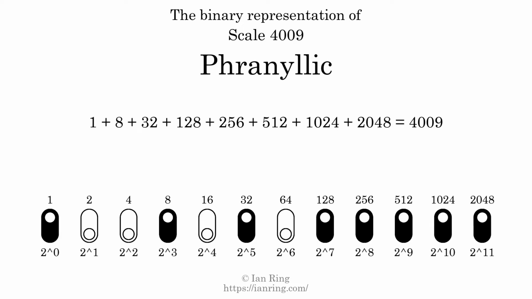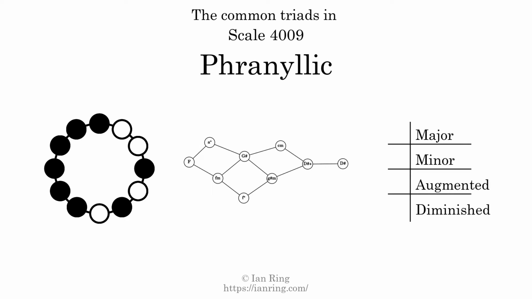The scale number not only enumerates the scale with a unique index, but it also literally describes the tonal content of the scale. Represented as a binary number in base 2, the scale number is 1111101010001. Here are the common triads present in this scale. The diagram in the center is a graph of parsimonious voice leading between triads.